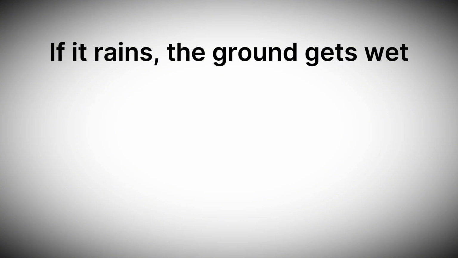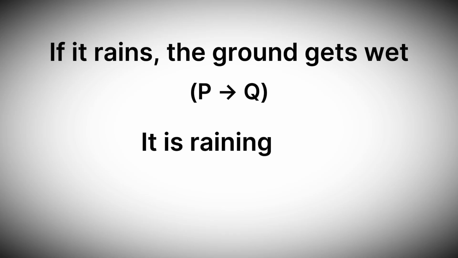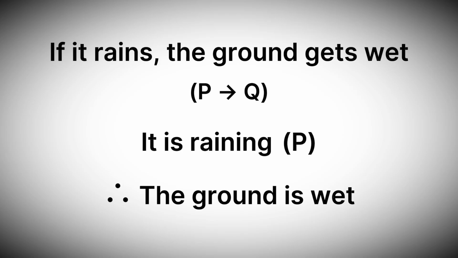We'll start with our first premise, which is if it rains, the ground gets wet, our if P then Q. Then we'll have our second premise, it is raining, this is our P. And finally, we'll have our conclusion. Therefore, the ground is wet. This is a classic modus ponens structure.